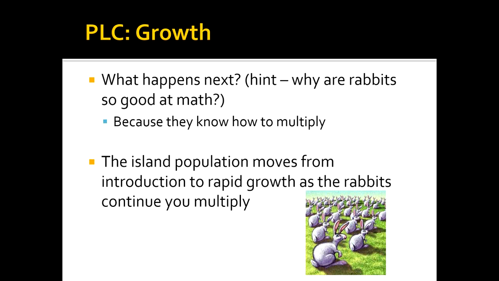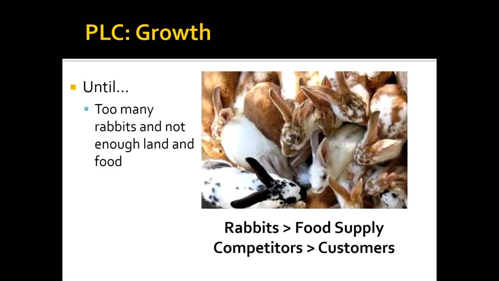So this is the growth stage that we're talking about. You have a few rabbits and they have children and their children have children, and the growth is exponential. It's increasing at an increasing rate until what happens? There are too many rabbits, not enough land and food on the island.